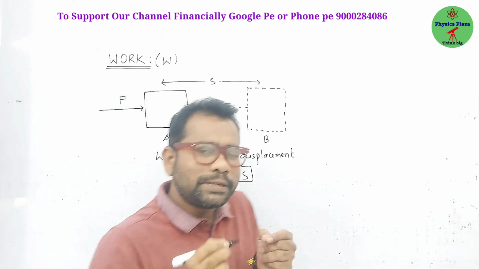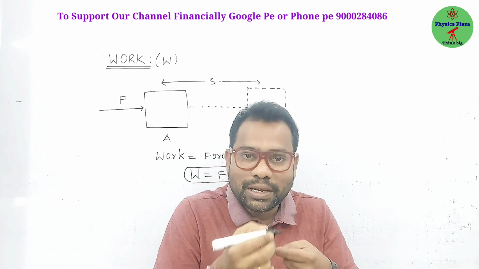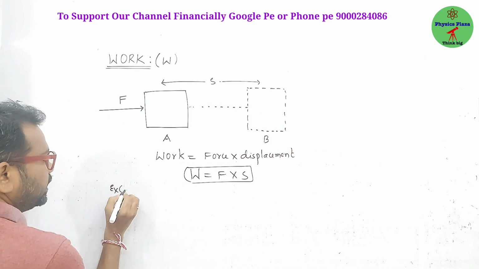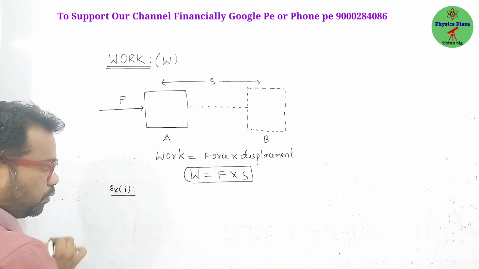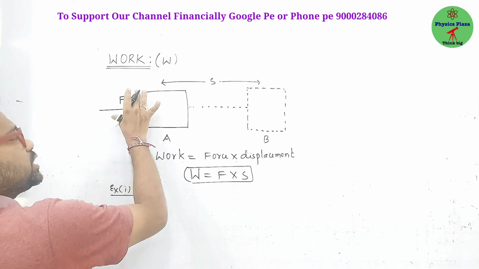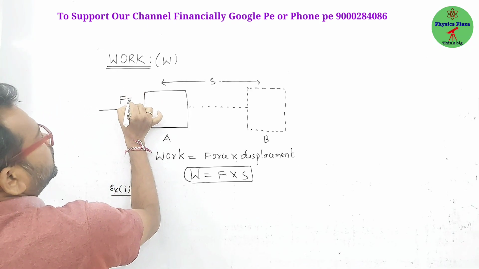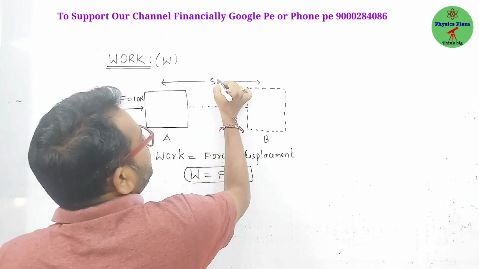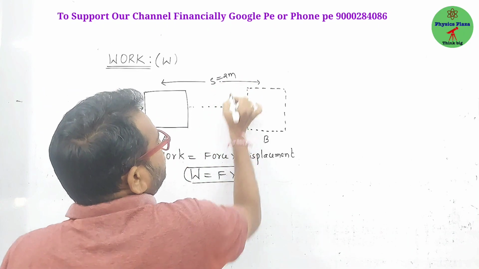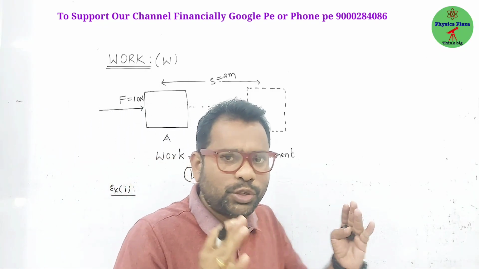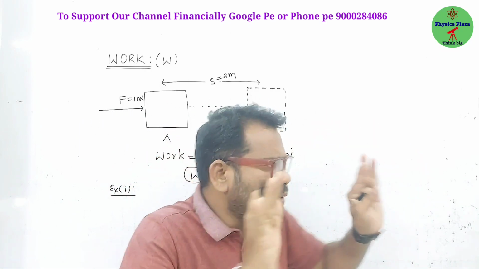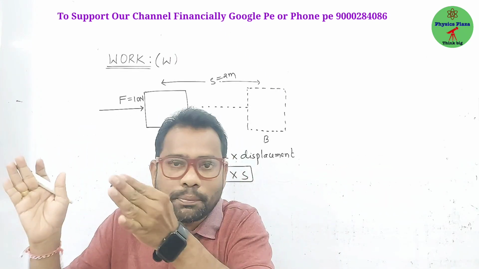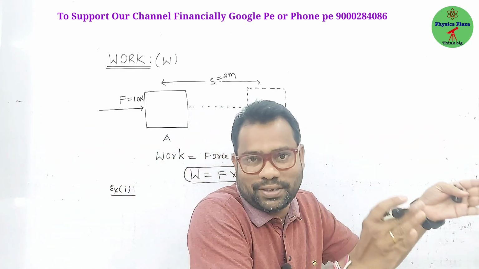Now, dear children, let us take a simple example and see how we can calculate mathematically. Example 1. Suppose you applied 10 newtons force and the body is displaced by 2 meters. So how much force are we applying? We are applying 10 newton force and the body is displaced by 2 meters.